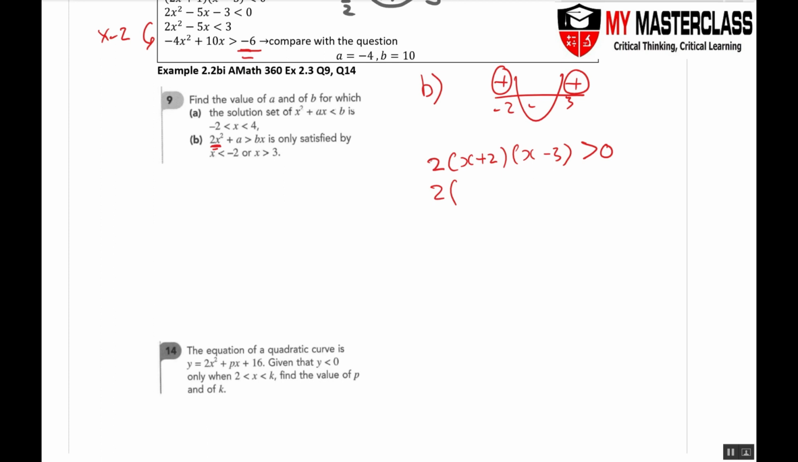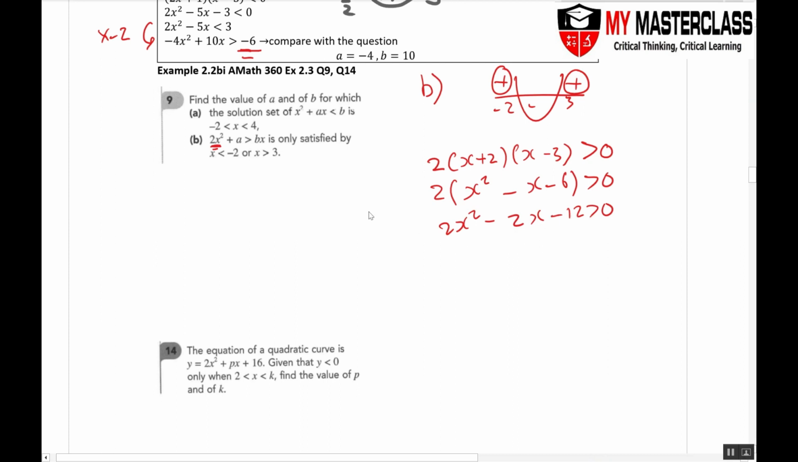Next, from there all I need to do is the expansion. Whether you want to multiply the 2 first or expand the 2 brackets first is up to you. I'm going to expand the 2 brackets first. You're going to end up with x squared minus 2x minus 6. Then multiply the 2 in. I'll get 2x squared minus 4x minus 12 more than 0. Sorry, there's a mistake here. This should be just minus x, so this one should be minus 2x.